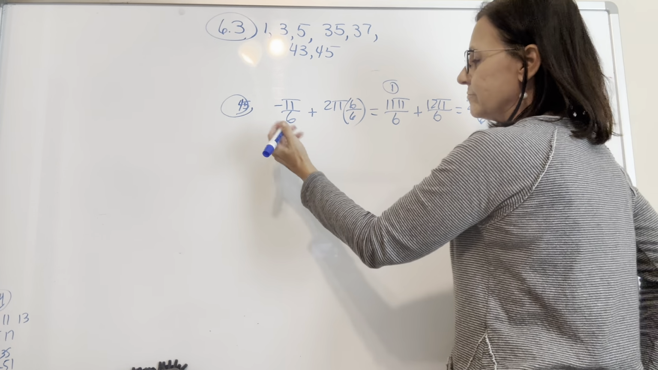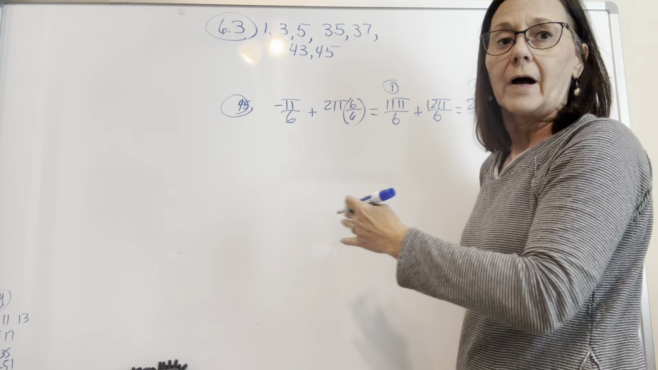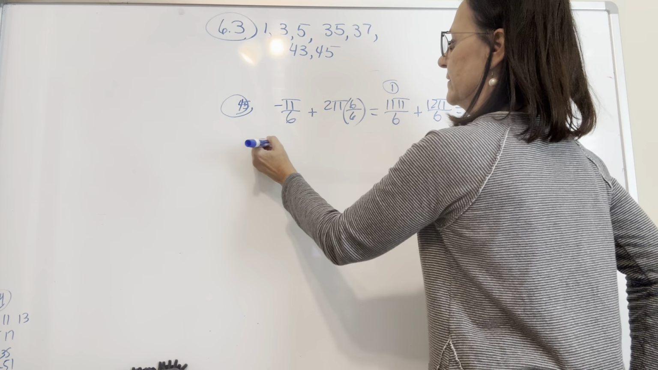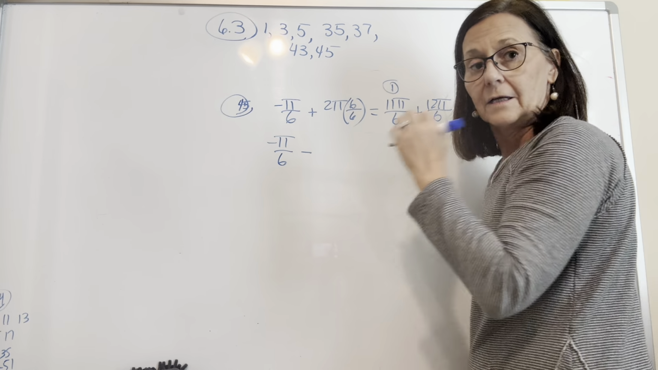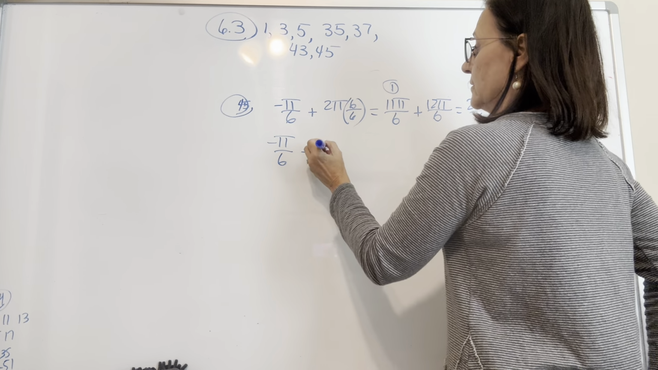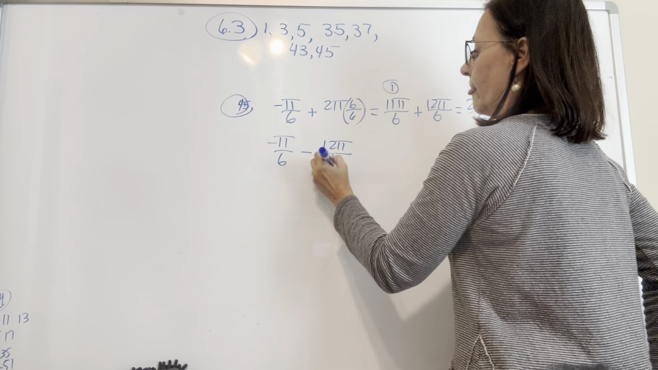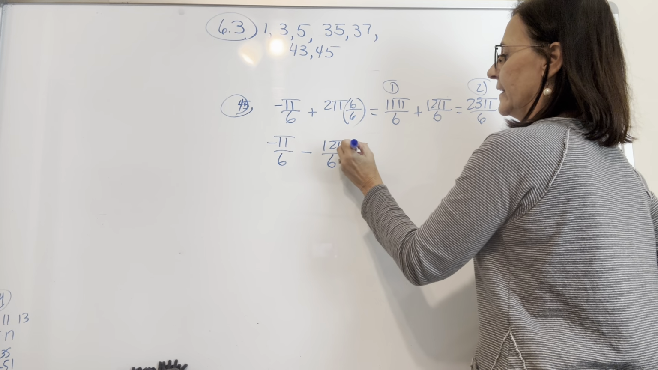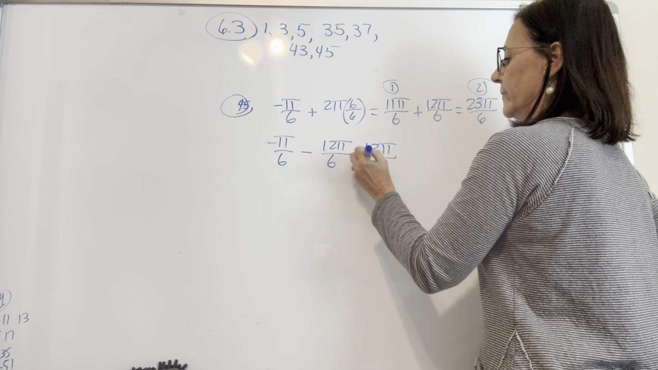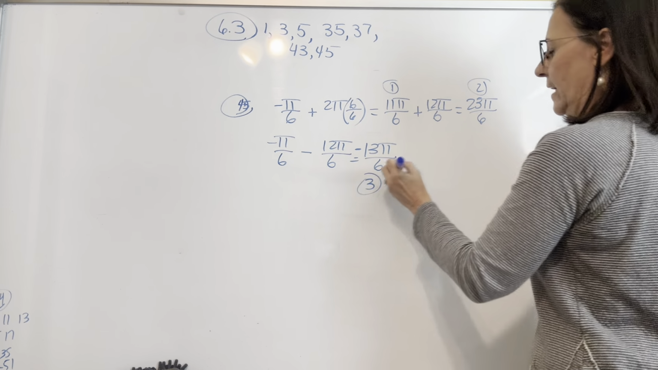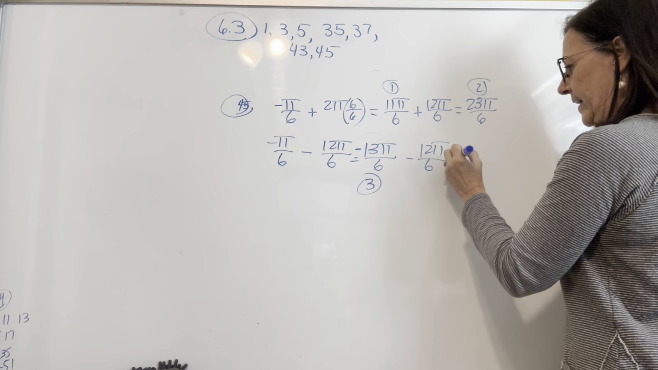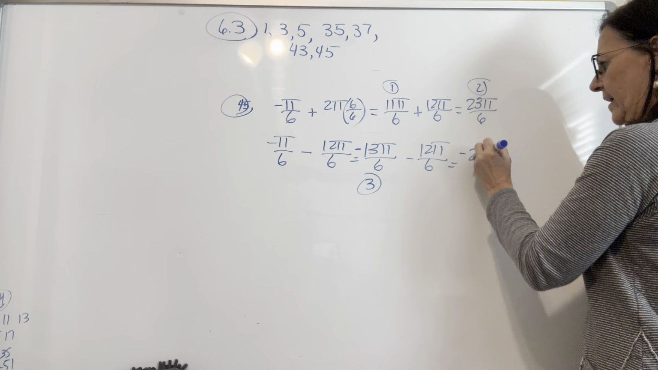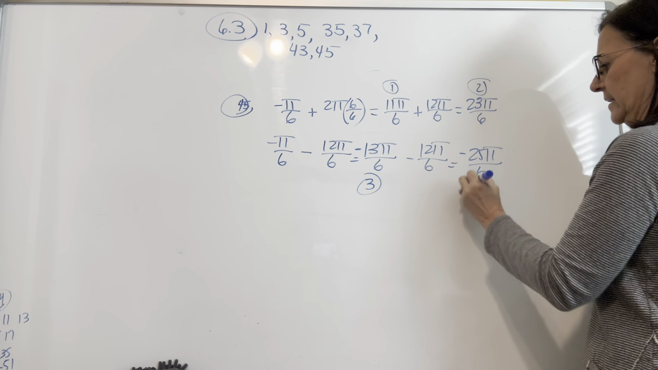I could keep adding 2 pi. I'm going to do 2 positive, 2 negative. Negative pi over 6. Now I'm going to subtract a whole rotation around. So that's minus 12 pi over 6. That gives me negative 13 pi over 6. That's the third one. I'm going to subtract one more rotation. And that's negative 25 pi over 6. So those are my 4.